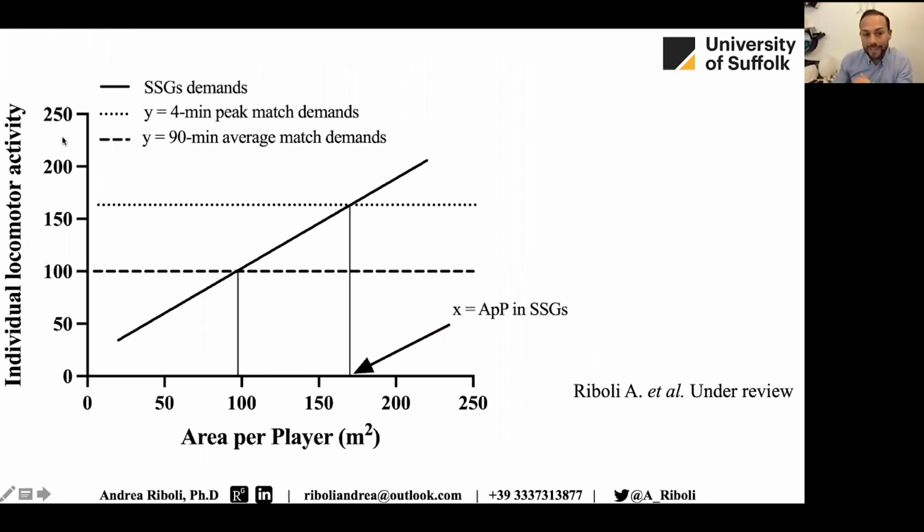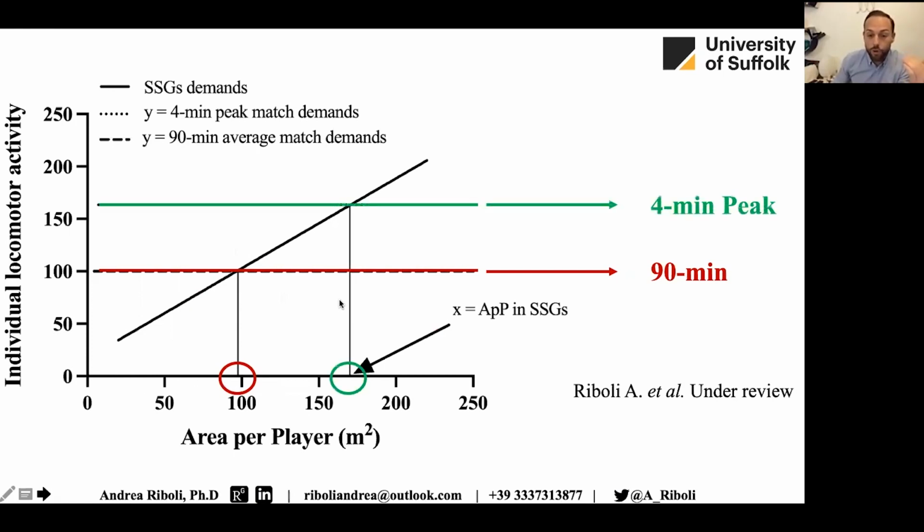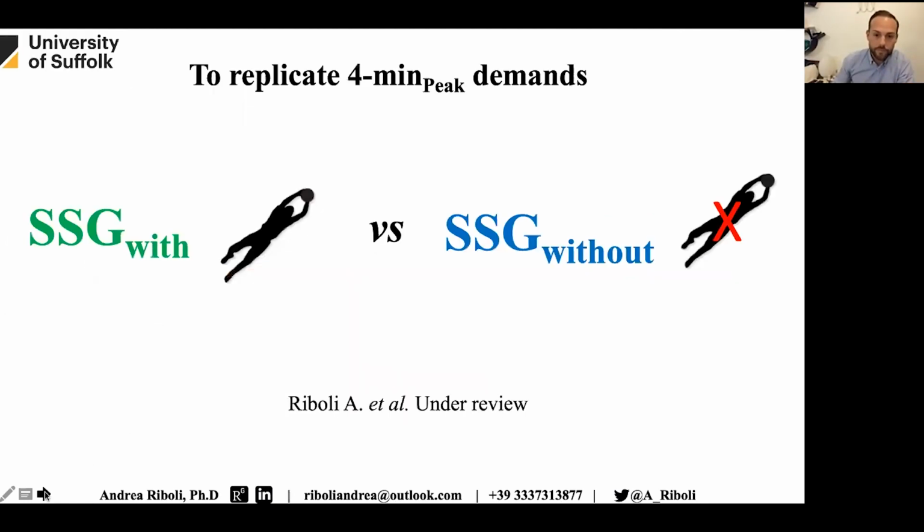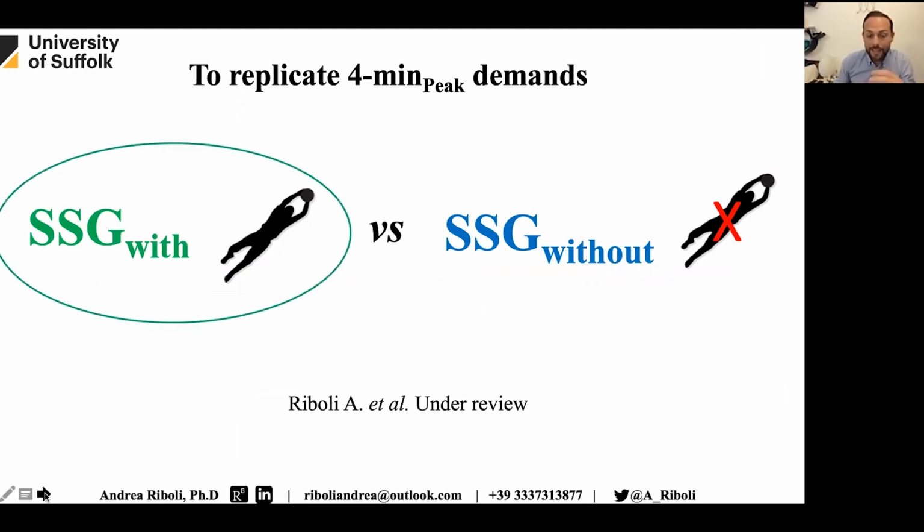Therefore, we performed a similar relationship between area per player and external load, but not only highlighting the intersection point and the area per player required to replicate the 90-minute average, but also the area per player to replicate the 4-minute peak. We investigated both small-sided games with goalkeepers and without goalkeepers, but today I summarize some information about the use of small-sided games with goalkeepers.